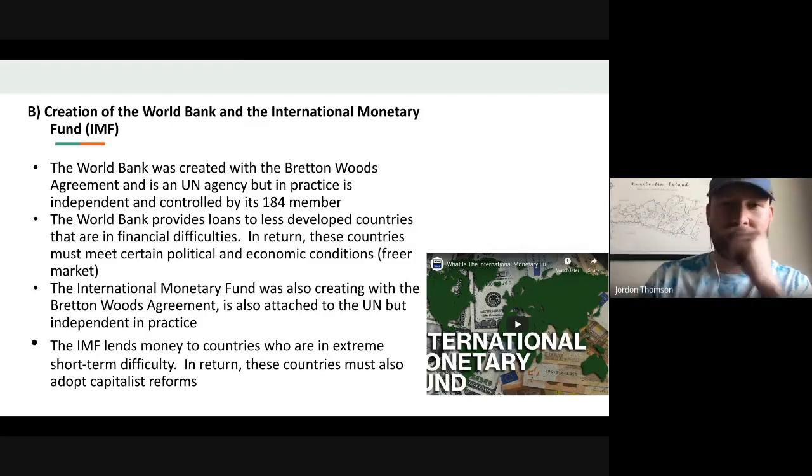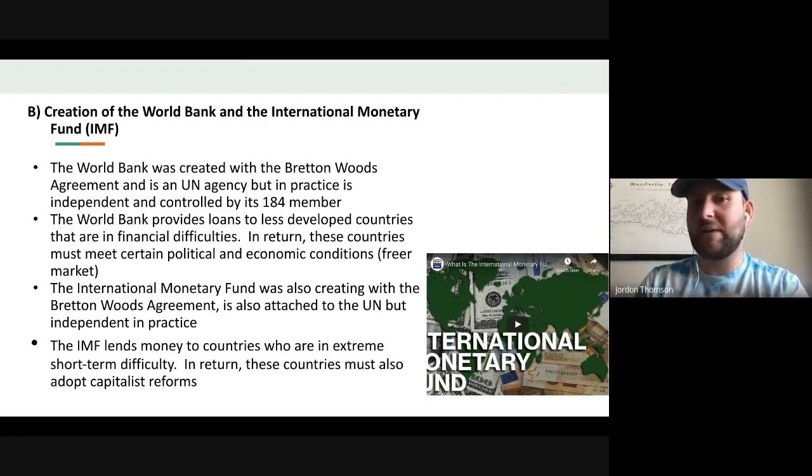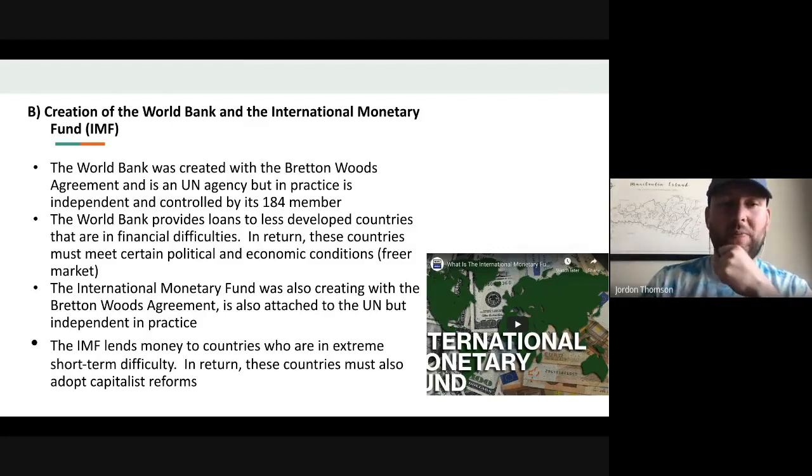All right. So the World Bank was created with the Bretton Woods Agreement, and the UN agency, in practice, is independent and controlled by its 184 members, oftentimes of different countries. Okay. So they say it's independent, it's not political, right? So the World Bank provides loans to less developed countries that are in financial difficulties. In return, these countries must meet certain political and economic conditions. Okay. A freer market, human rights, paying their workers a livable wage. All those things need to be met if the World Bank is going to lend you money.